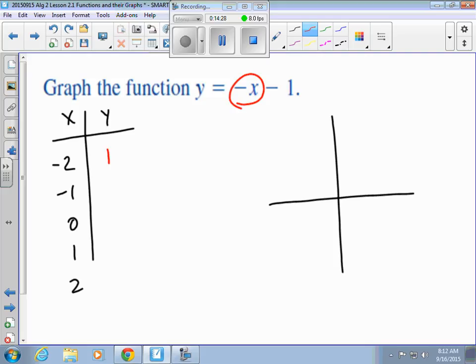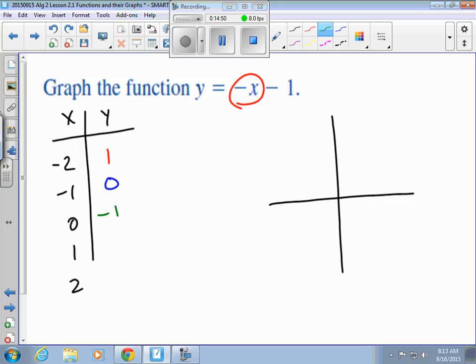So if you got -1 for right there, you're definitely going to have to go back and change it. -1 again, or the negative x, makes it -1, which is 1 minus 1, which is 0. It doesn't matter if the 0 is positive or negative, it's still 0. 0 minus 1 is -1.